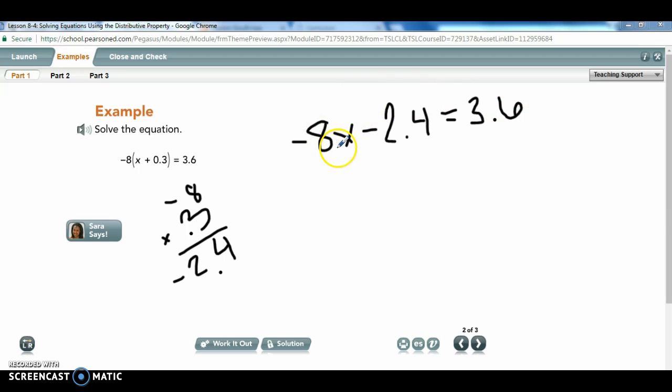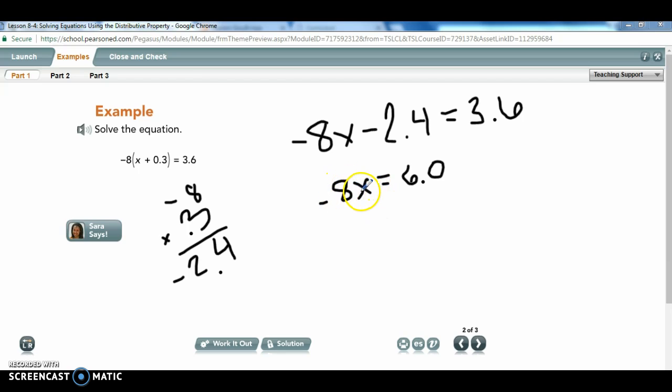So I know if I have negative 8x minus 2.4 or 2 4/10, I want to add 2 4/10. So if I add 2 4/10 to one side, I'm going to have to add 2 4/10 to the other side as well. They cancel each other out on this side. And on this side, it equals 6.0 because I added 2 4/10 to 3 6/10. I'm not quite finished yet. I am now looking at negative 8x. Still want to get x all by itself.